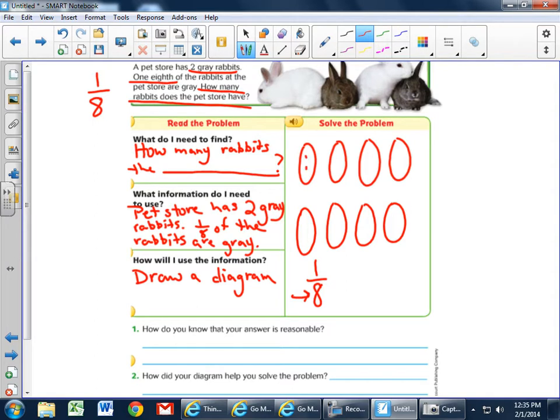So now I'm going to continue putting 2 into my other ones and count how many I have. So I have 2, 4, 6, 8, 10, 12, 14, 16. So I have 16 rabbits at the pet store.